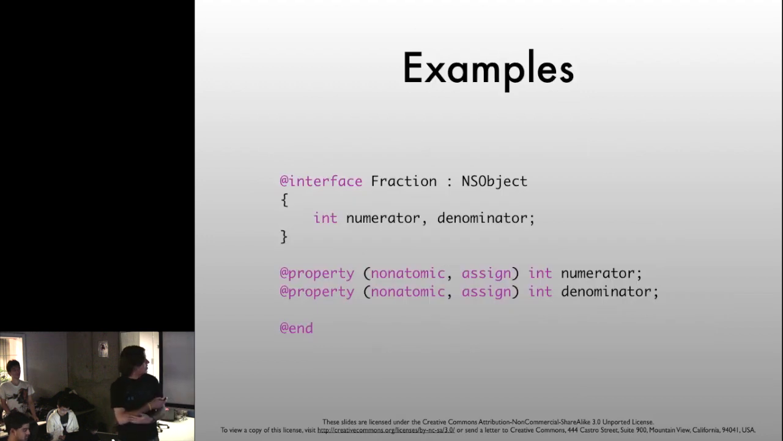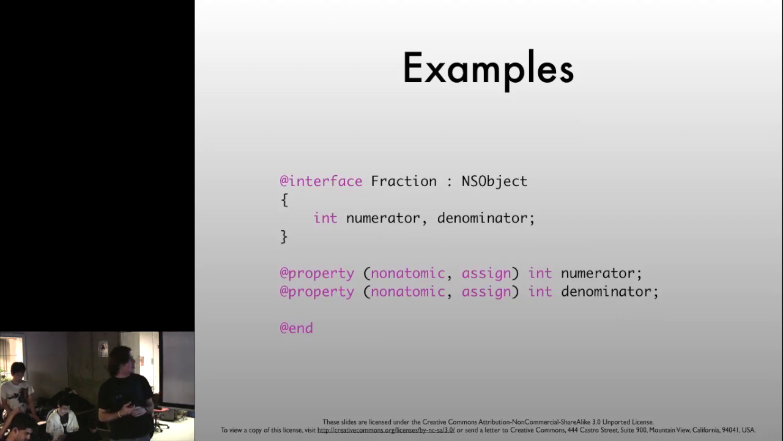Okay, so I have some examples here of different ways to set properties. So again, here's our fraction class, and the way you decorate property declarations with attributes is after the @property keyword, inside of parentheses, you just put a comma-separated list of all the different attributes that you want to set.